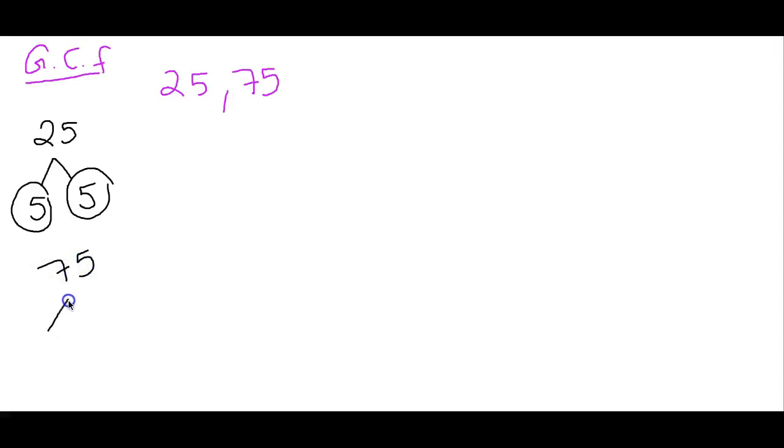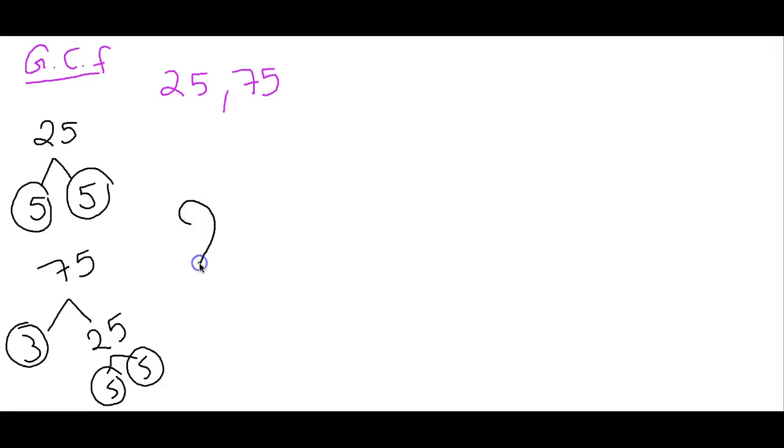75, that's 3 times 25. Three is prime, so it goes in the tummy. And 25 is 5 times 5. They're both prime, so they still go in the tummy. Now, let's look at what they have in common. They both have a 5 in common. So this 5 is in common. So scratch it out, but put one of them in the heart. One of them goes in the heart.